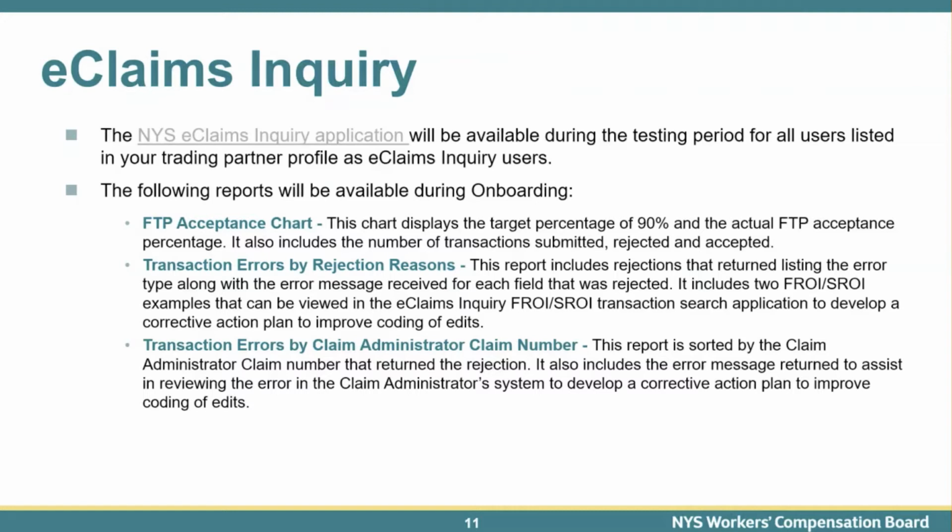Transaction errors by rejection reason. This report includes the rejections that were returned, listing an error type, as well as at least one of the beginning FROI numbers or SHROI numbers, as well as the last FROI and SHROI number. So you'll get at least 2 examples of each of those rejection reasons. And transaction errors by claim administrator claim number. So that's actually sorted by your claim number to make it a little easier for you to locate those rejections.